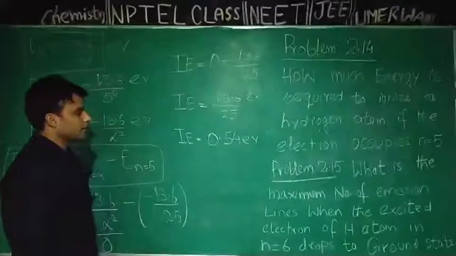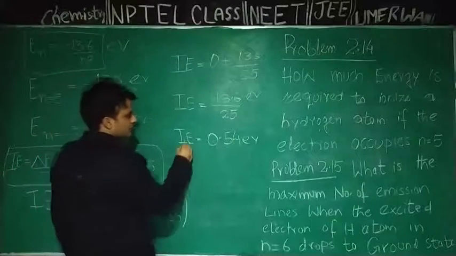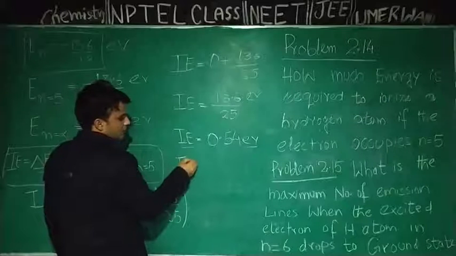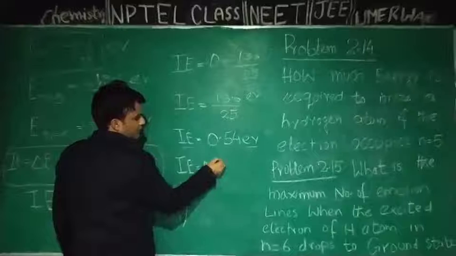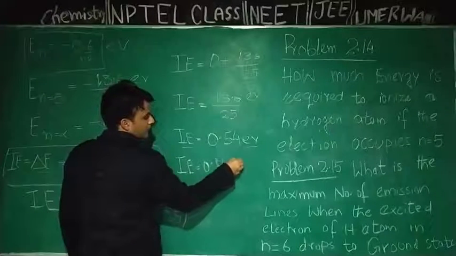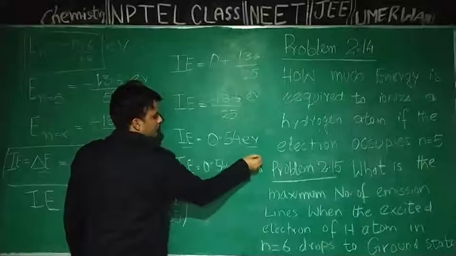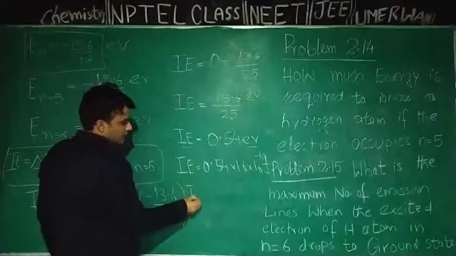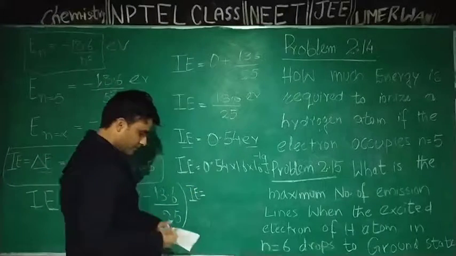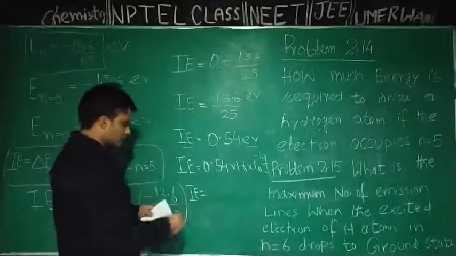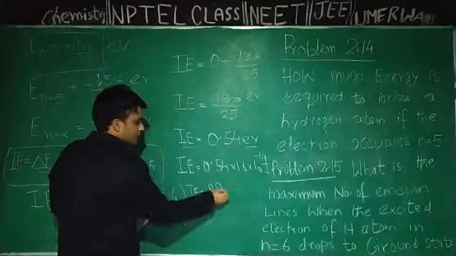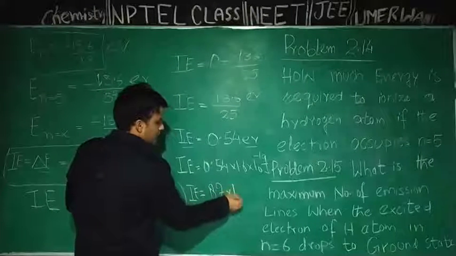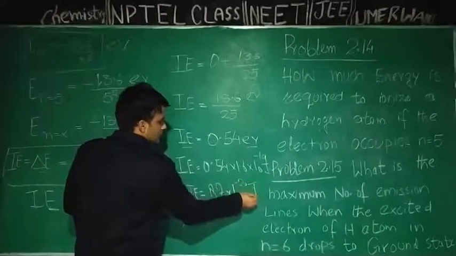And if I am interested to express this ionization energy in joules instead of electron volt, I need to multiply 0.54 by 1.6 into 10 to the power minus 19. The energy will now come in joules, and the exact value of the ionization energy is equal to 8.7 into 10 to the power minus 20 joules.